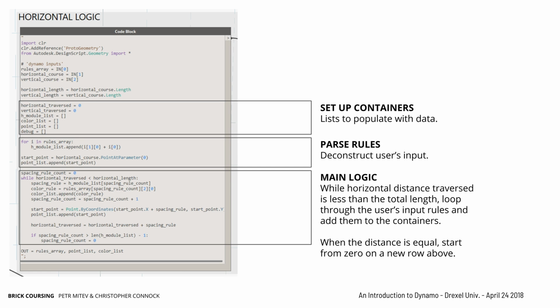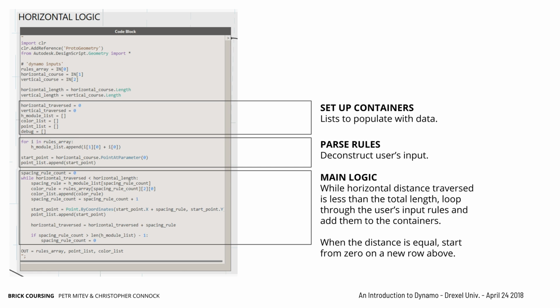And then you have your main logic, which is pretty much 1, 2, 3, about 8 lines of code. And all it says is take a line, and while the horizontal distance traversed is less than the total length of that line, keep going, and basically append the user's input rules one by one to that container.